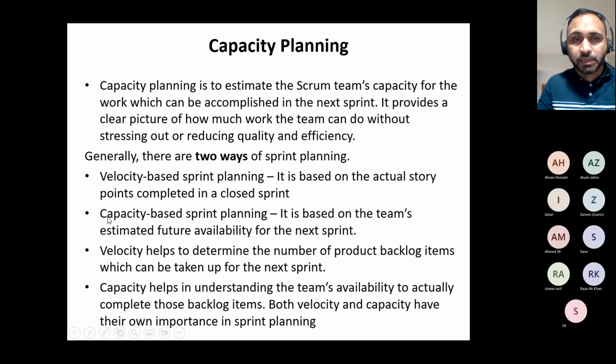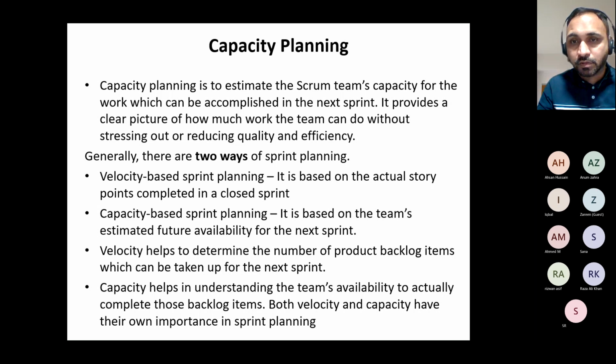The other recommended approach is capacity-based planning, which is really great actually in terms of looking at the people resources available. It is based on the team's estimated future availability for the next sprint. For example, team members might have some planned time off, right? They're not robots, they're human beings. So based on their availability, it will be reduced, right? Not increased. You have to commit less because the team members are not available.